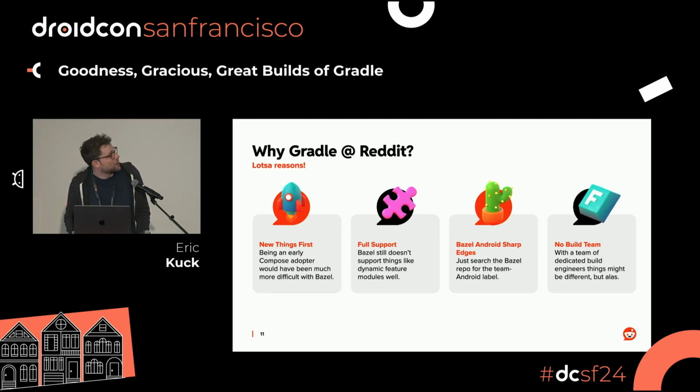Honestly, there's still a lot of sharp edges and bugs with Bazel Android. If you just search for team-Android on the Bazel repo, you're going to find a lot. And the last thing, just being honest, we don't have a dedicated build team at Reddit. Maybe if we did, things would be different. Maybe we would have the ability to spend enough time to do some of these things ourselves. But we don't. We have a platform team that does a lot of things, one of which is builds. So having these things provided for us out of the box is super handy.